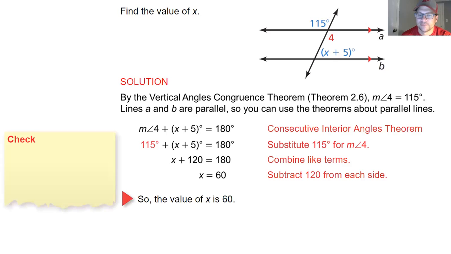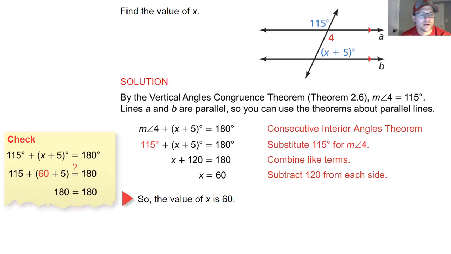X equals 60. So you can go back in and check, though. Plug the 60 into the x, and see if that is supplementary to 115. Well, does that actually work? 60 plus 5 plus 115, yes, it does equal 180. So that's a way you can check and see if your work is correct.